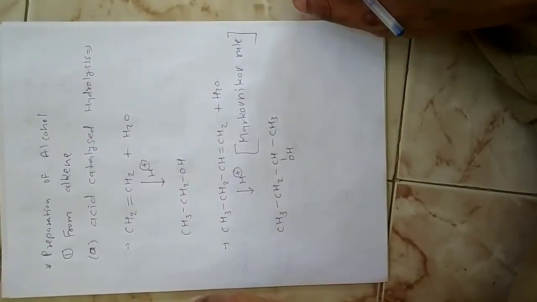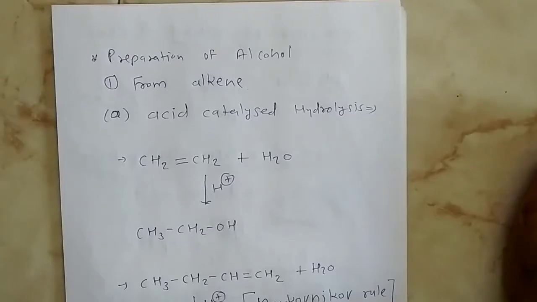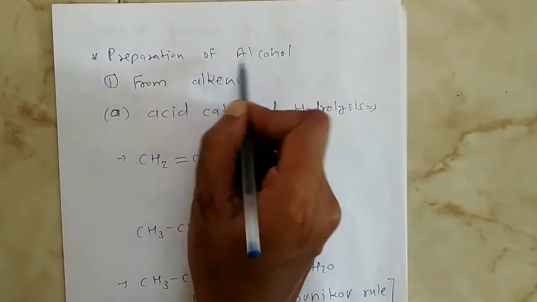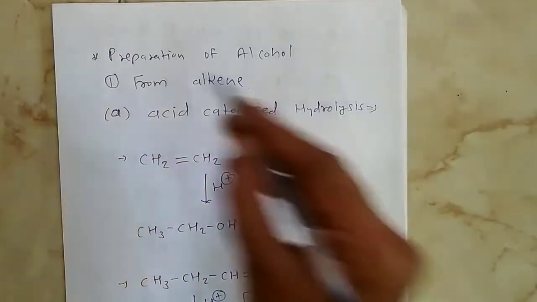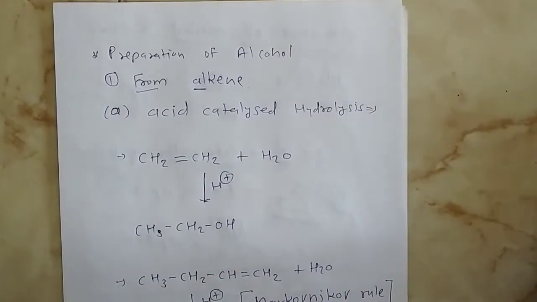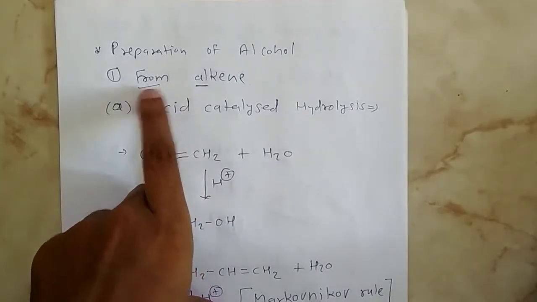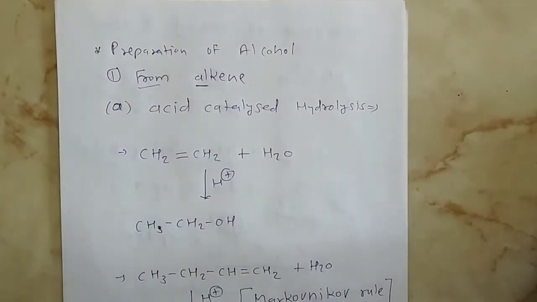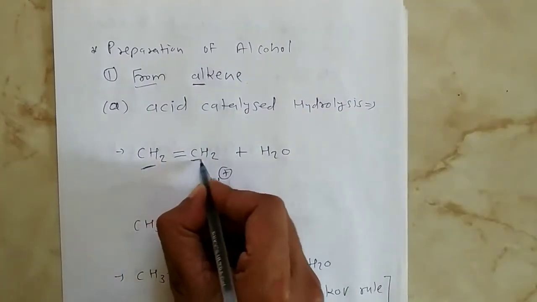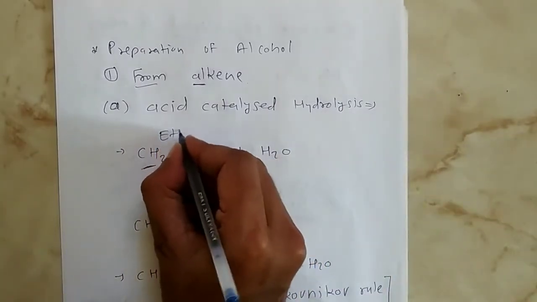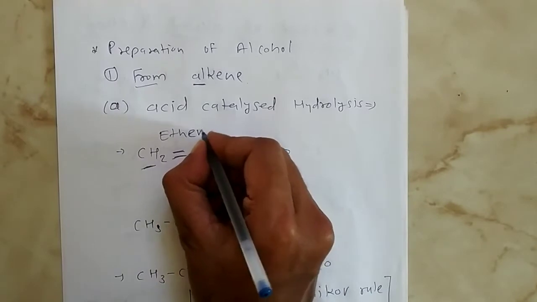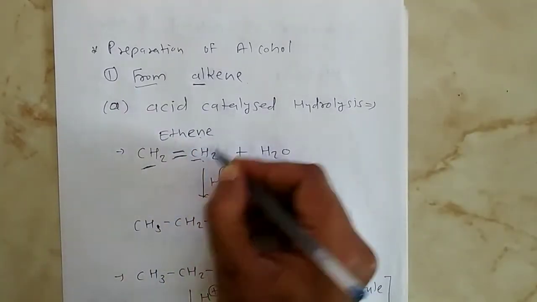Now the next point is preparation of alcohol. There are different methods to prepare alcohol. The first method is from alkene. Alkene means a hydrocarbon having a double bond in it, so from alkene we are going to prepare alcohol. Suppose we take this alkene: these two carbons are there, and between them a double bond. Two carbon means eth, plus double bond, so the suffix ene will be used here. So this is ethene.